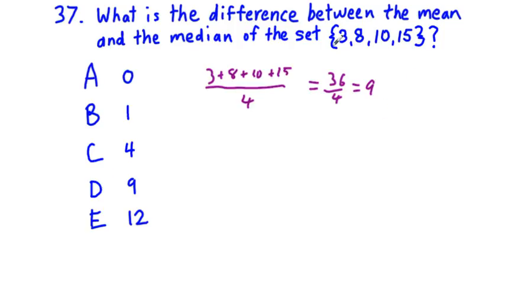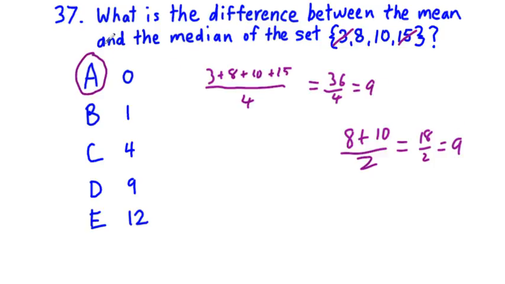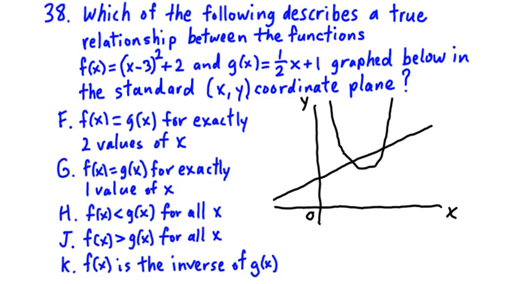Now the median, we can just cross out the lowest and the highest, and we have 8 plus 10 over 2, which is going to be 18 over 2, which is 9. And so 9 minus 9, no difference. Answer choice is A. Next problem, 38.